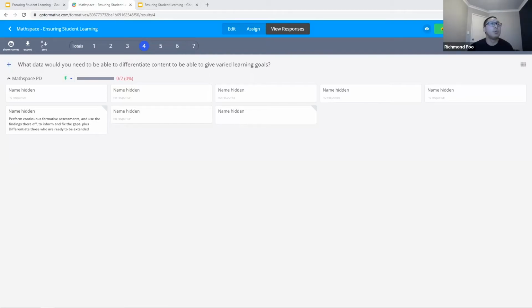So what do we got here? Perform continuous formative assessments and use the findings there to inform and fix the gaps. Yeah, you should be a maths-based rep, whoever that was. Great, yeah, absolutely. Quick snapshots through the unit. Sure. So I'm assuming then people are talking about mini quizzes. Am I correct?